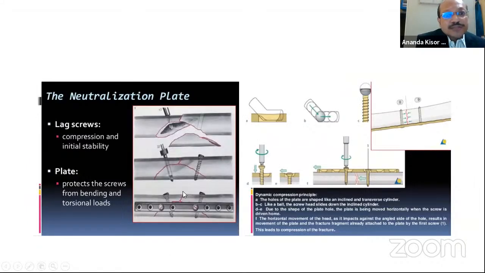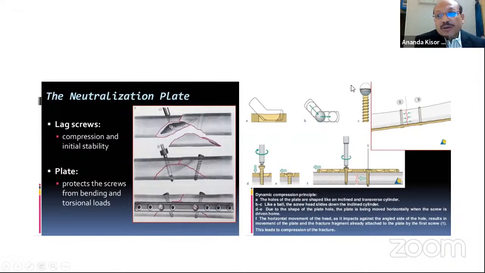Now, neutralization plate means we have to fix the fracture with the help of the interfragmentary screw I described, and to protect the interfragmentary screw, we place the plate just outside that screw. That basically neutralizes the different types of forces like axial compression, shearing forces, as also bending and rotational forces. So that protects the interfragmentary screw by neutralization of the different forces. That is why it is known as the neutralization plate.